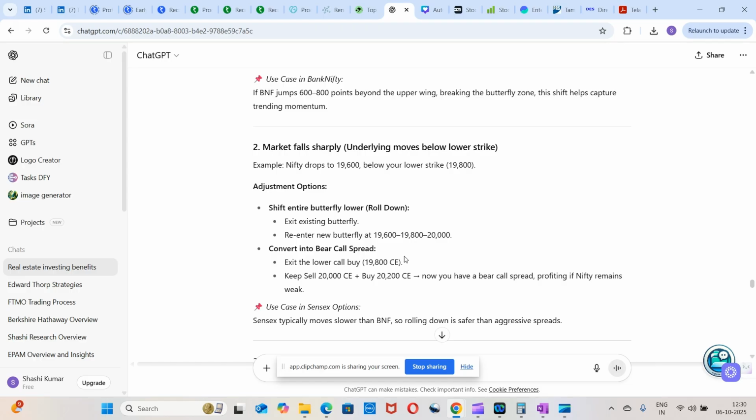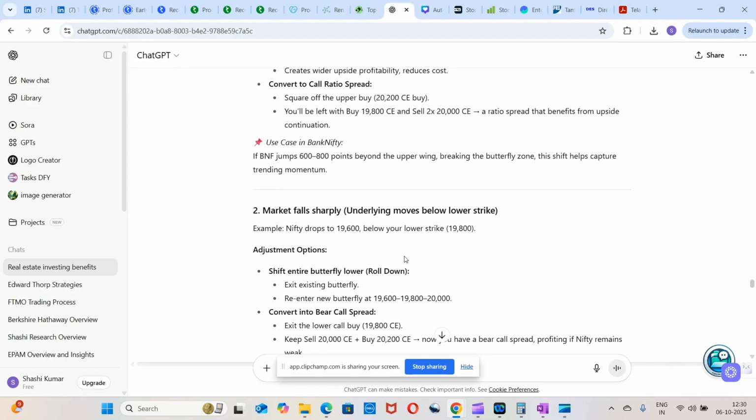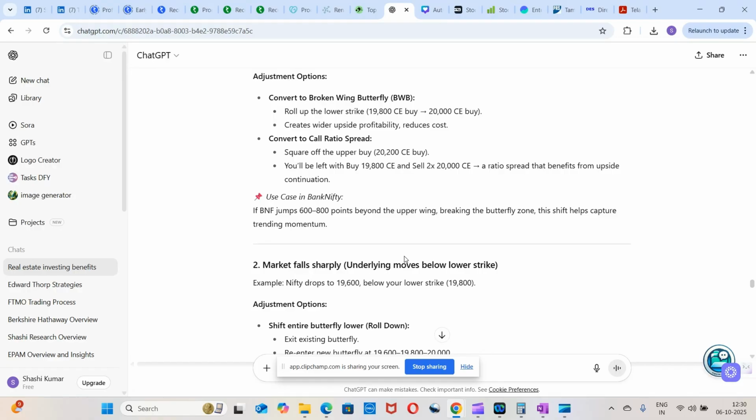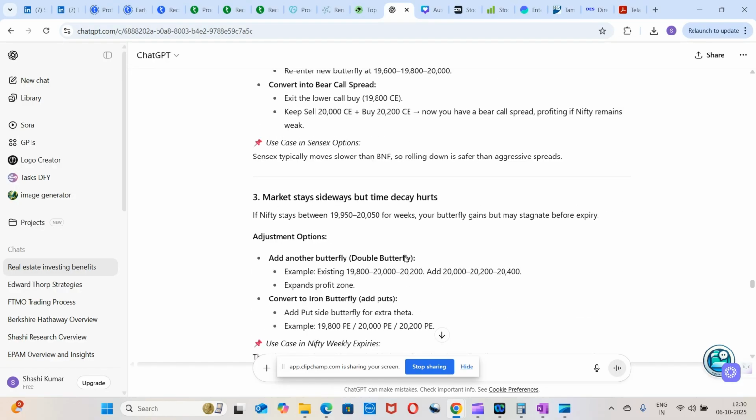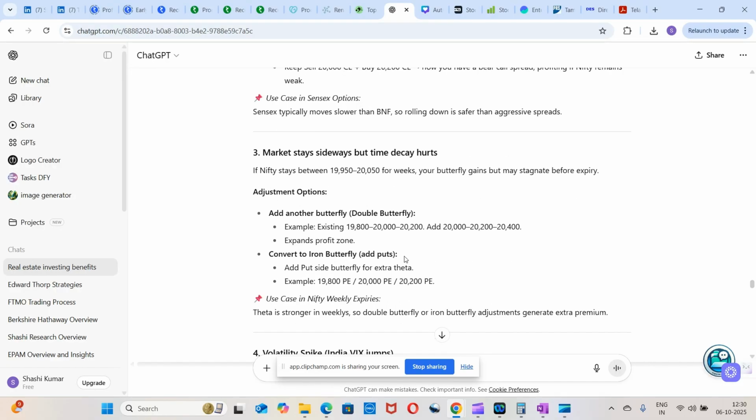You shift the butterfly lower, or you convert it into a bear call spread if the market moves sharply against you. If the market rallies, then you convert into a broken wing butterfly or a call ratio spread. Okay. The market stays sideways, but time decay hurts. If it stays within the range of 19,950 and 20,050 for weeks, the butterfly will gain money. Okay, but before expiry, it will stagnate. So you can just take the profit and leave, or you could add another butterfly, a double butterfly.